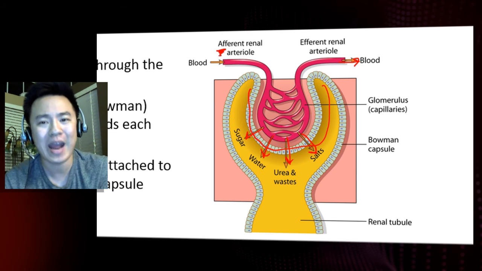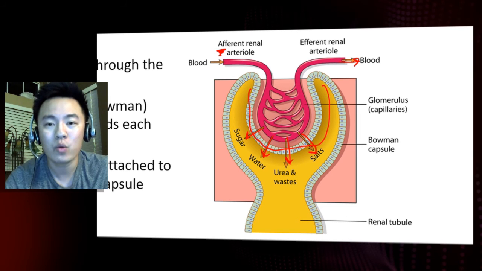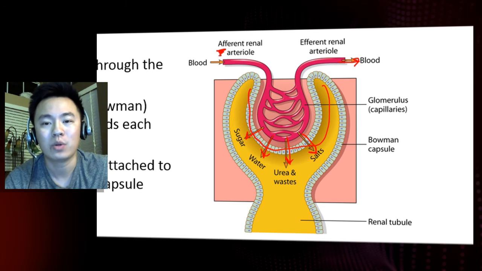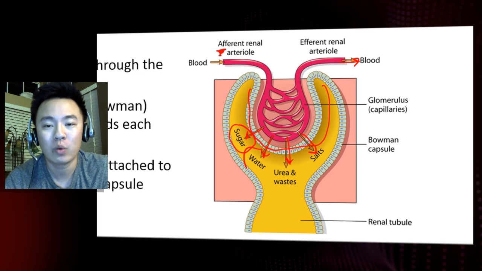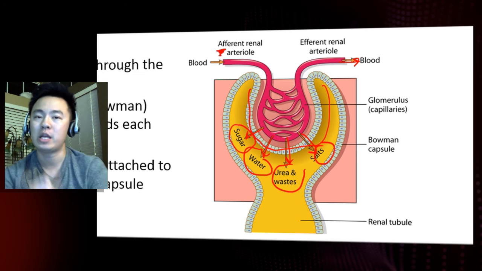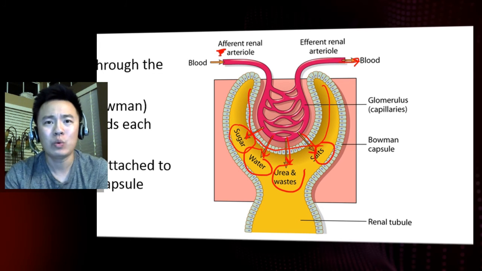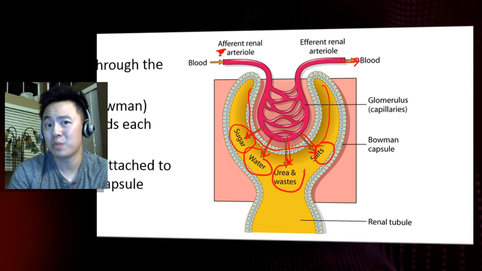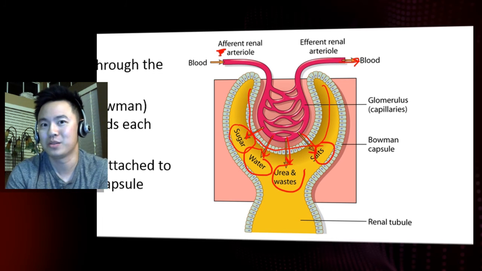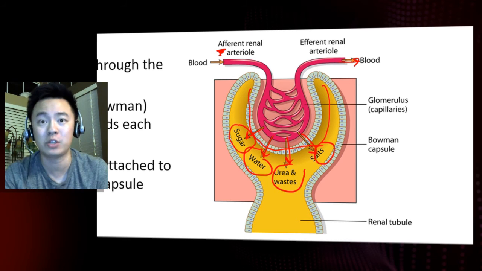So you're probably asking yourself the question, why would the Bowman's capsule take out sugar and water, urea and waste? And here's the thing though, think about yourself trick-or-treating on Halloween. After you come back home and you have a whole bag of candy, you would probably agree with me, there might be some candy bars that you like and some candy bars that you don't.